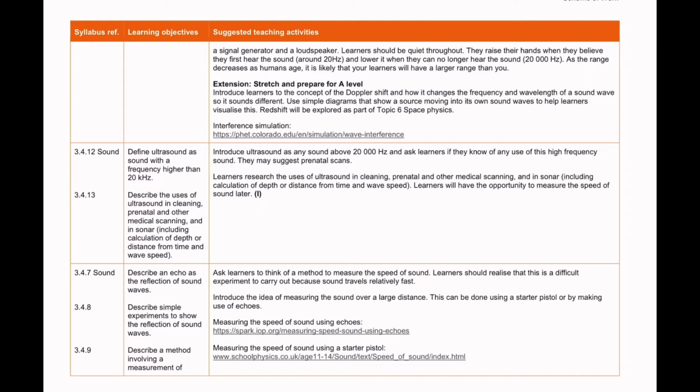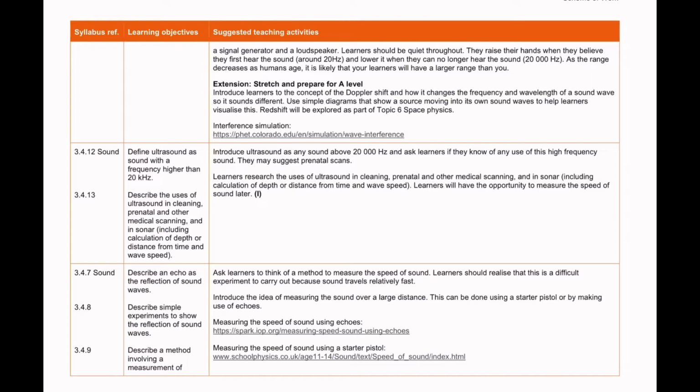Key concept 3.4.2 Sound. Learning objectives. Define ultrasound as sound with a frequency higher than 20 kHz. Describe the uses of ultrasound in cleaning, prenatal and other medical scanning, and in sonar, including calculation of depth or distance from time and wave speed.